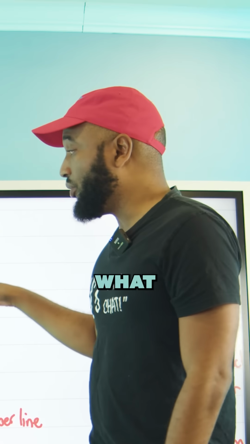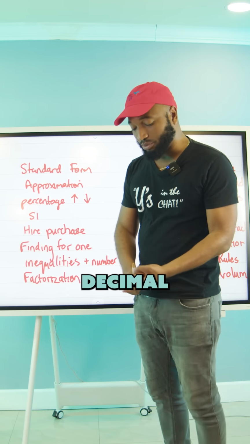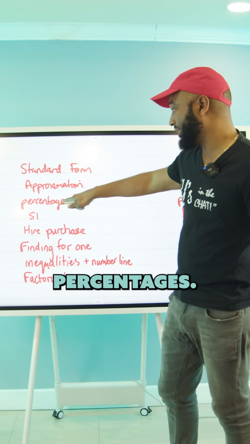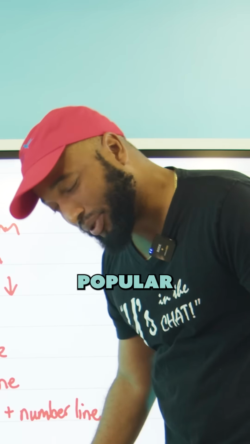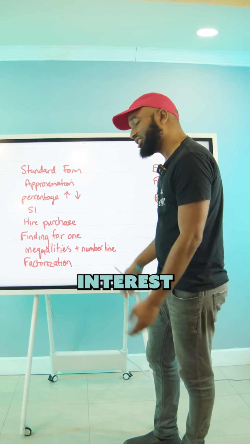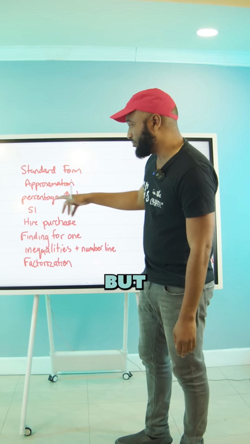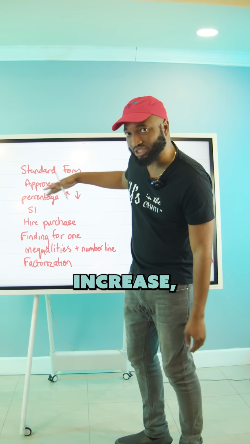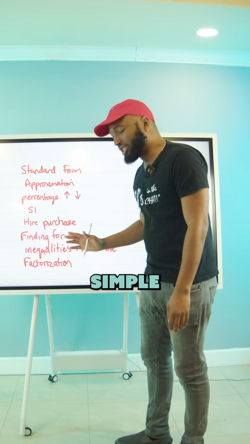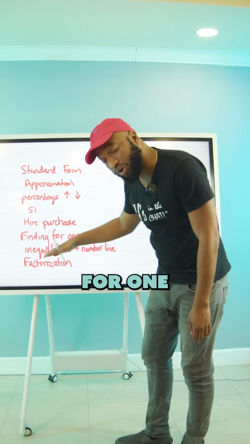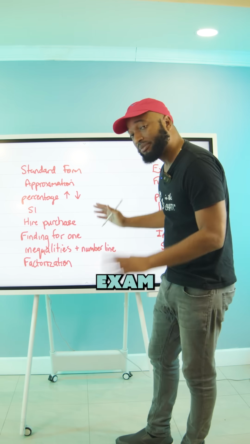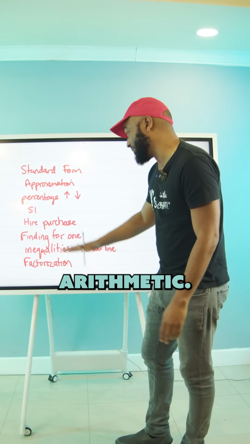Standard form, do you even know what that is? Approximation, decimal places, significant figures. Percentages, percentage increase, percentage decrease is extremely popular these days. Simple interest, compound interest as well, but compound interest normally comes with percentage increase, percentage decrease, and is very simple in CSEC Maths. Higher purchase, finding for one. This principle of finding for one is almost guaranteed to show up in your exam somewhere, usually in consumer arithmetic.